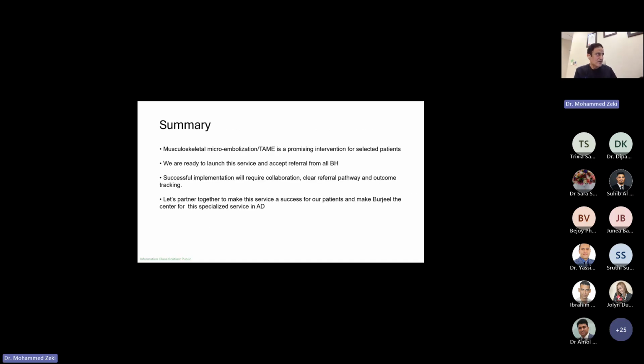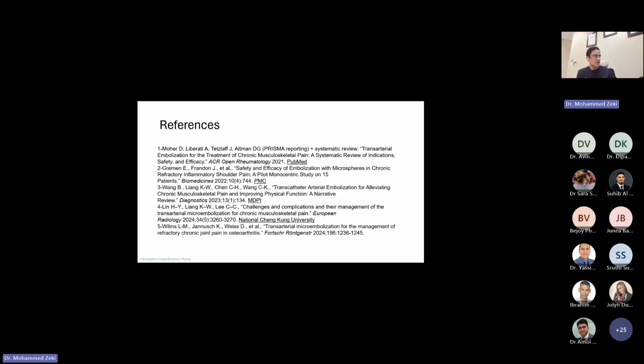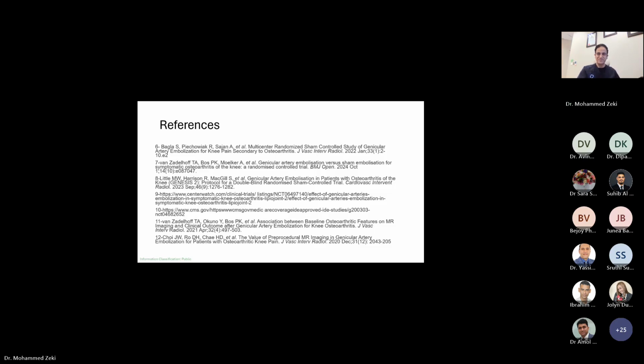So in summary, musculoskeletal microembolization is a promising technique. We are happy to launch this service here in Burjeel Holding. Successful embolization also will require support from our colleagues here in Burjeel. Let us partner together and make our Burjeel center for this procedure. And thank you very much for listening.